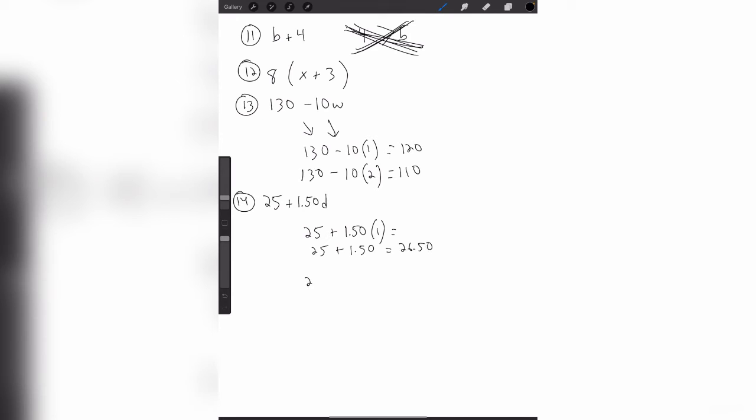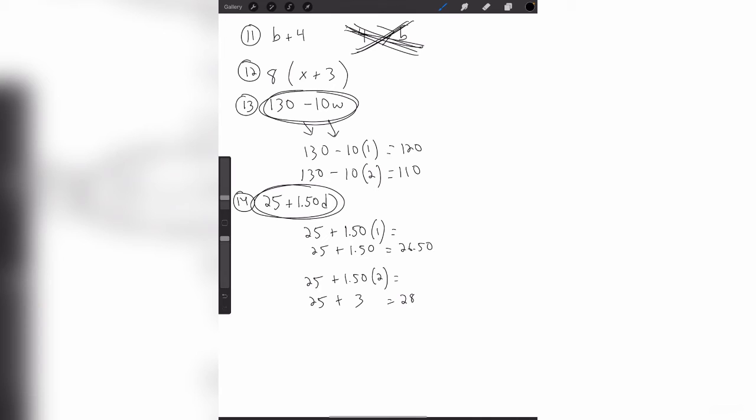Okay, and let's look at day 2. At the end of day 2, how much money is she going to have in her piggy bank? Okay, 1.50 times 2 is 3. She's going to have $28. So you can model it once again like that with 13 and 14.